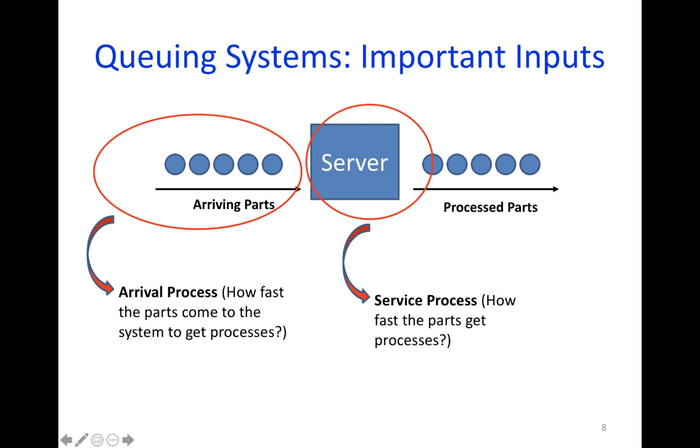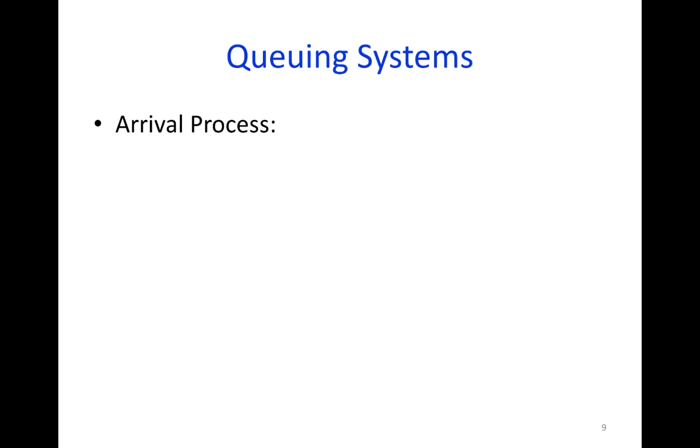You have to find information related to how fast these parts or customers come to the system, and also how fast these entities, these customers or parts, are processed in the system and are leaving. Okay, so now let's see how these types of data or information are provided to us. For the arrival process, which is basically the information related to the frequency of the arrival of parts or customers to our system, we can get that information in two ways.